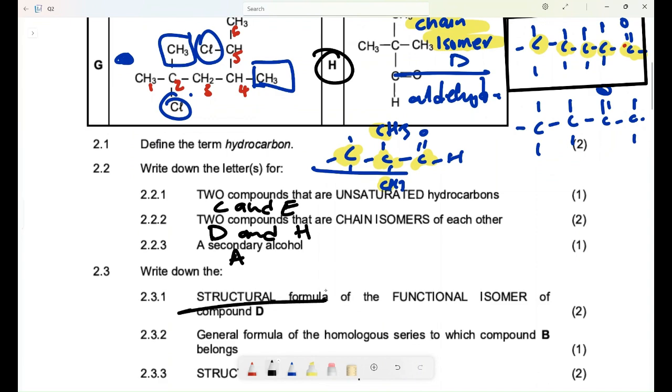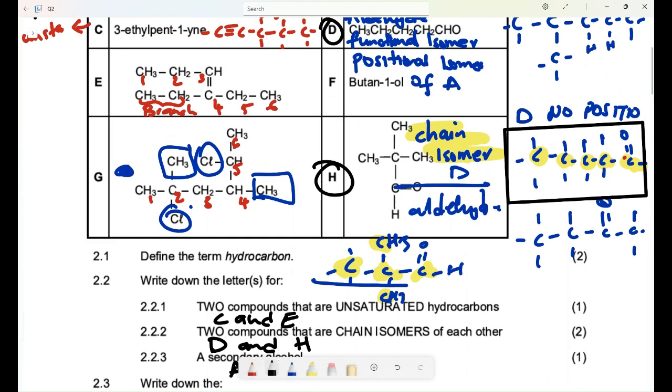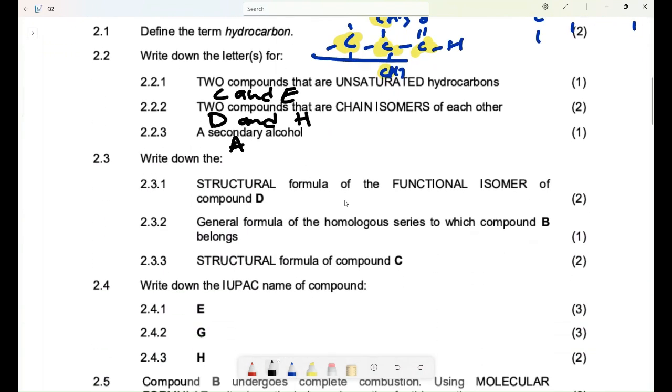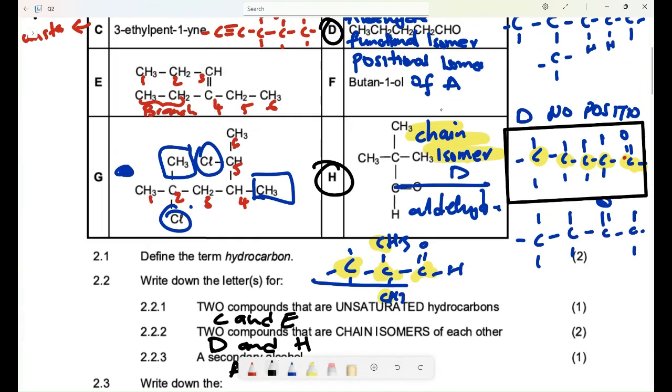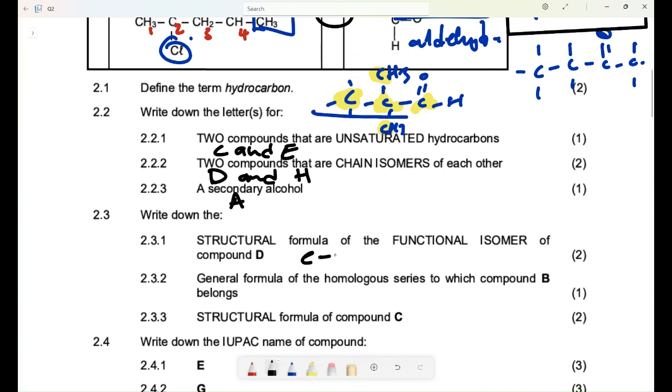Structural formula again of the functional isomer of D. Now remember I said you have to change the position there, because if you change the position, it does not become a positional isomer, because it changes the name. It no longer becomes an aldehyde, it becomes a ketone. So from that I can just take it. It has how many carbons? 1, 2, 3, 4, 5. I get carbons like this, and I know this is my hydrogen. You miss one hydrogen, you are out. You lose a mark.